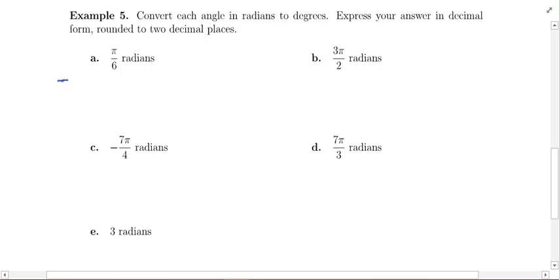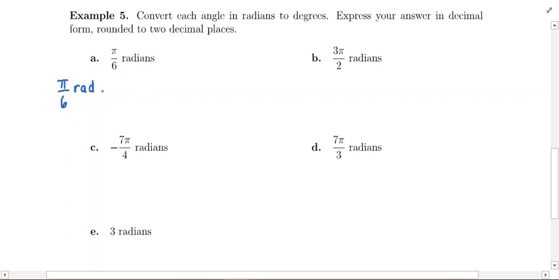So we are going to take pi over 6, we're starting in radians. We are going to multiply by our conversion factor. You can either flip back to the previous page and pull up the conversion factor, but again, that requires you to memorize that conversion factor. So just kind of reason through it.